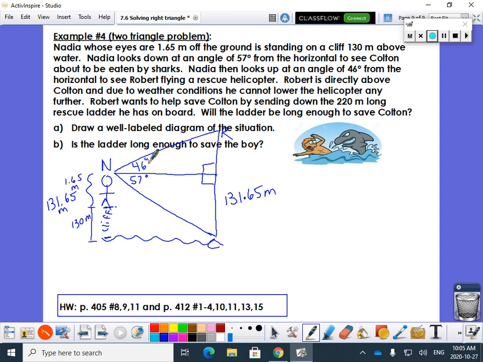Guys, it does make sense. As much as you don't want it to, because you don't love the question, it makes sense. This could be a real life situation. This is actually the real world application of math. There are rescue missions all the time. So let's get through the question. Robert wants to save Colton by sending down a 220 meter long rescue ladder he has on board. We need to figure out if the ladder from where Robert is is long enough to reach Colton.